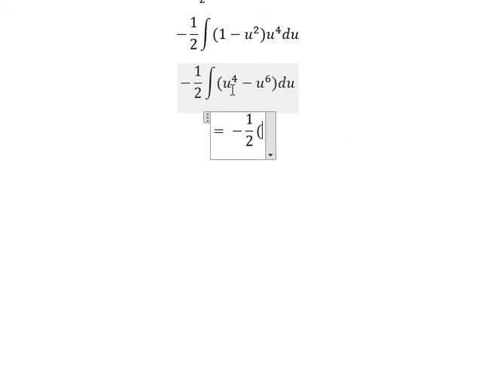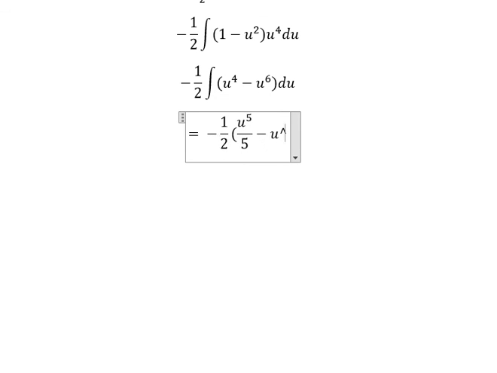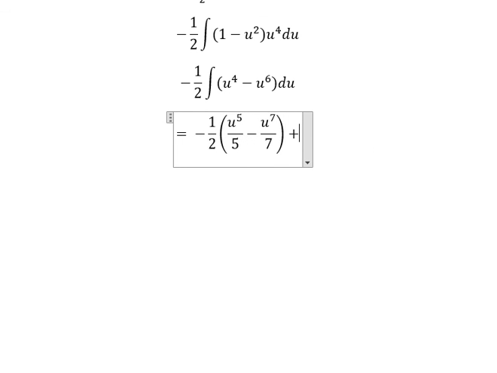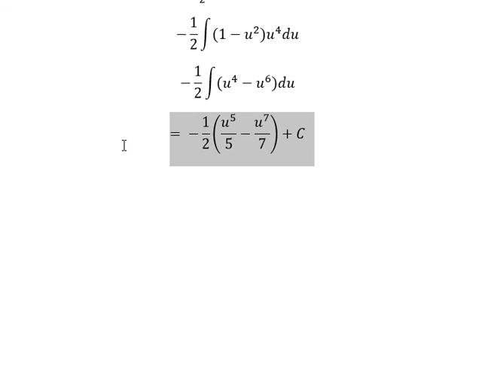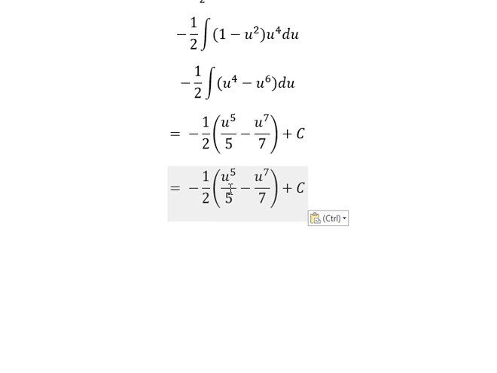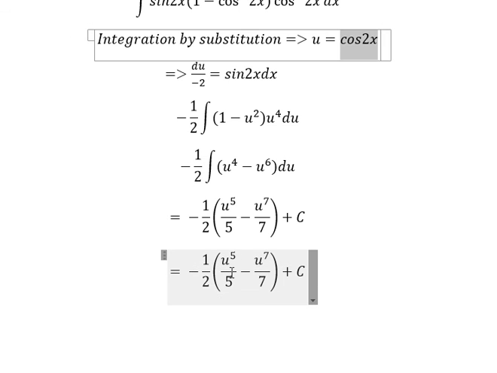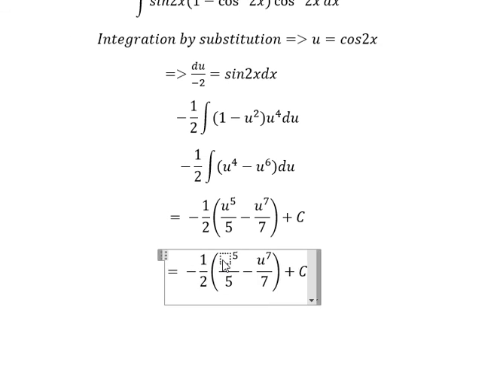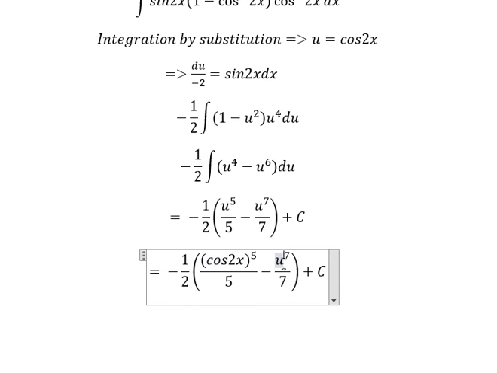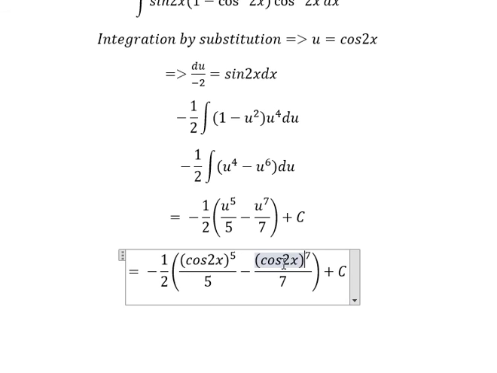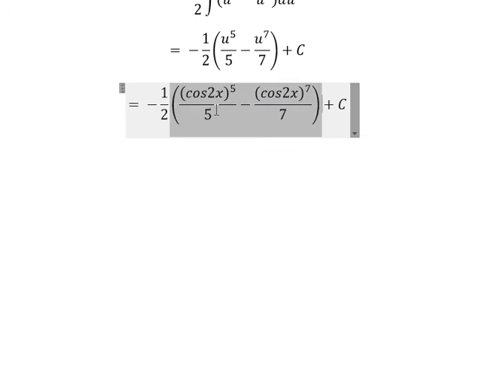The integral of u to the power of 4 is u to the power of 5 over 5. The integral of u to the power of 6 is u to the power of 7 over 7. And we put capital C in here. For u, we need to convert back to cosine 2x. And this is the final answer.